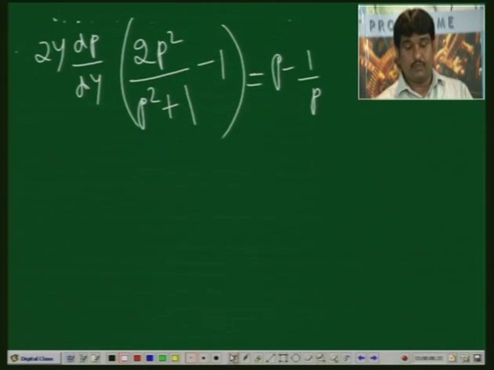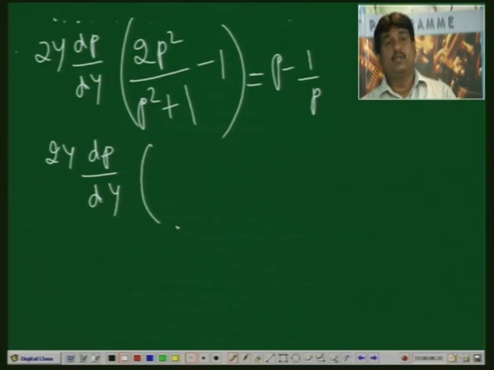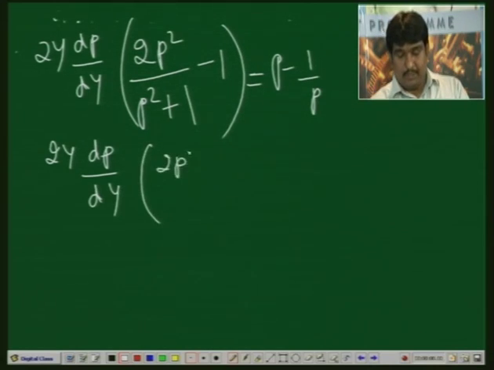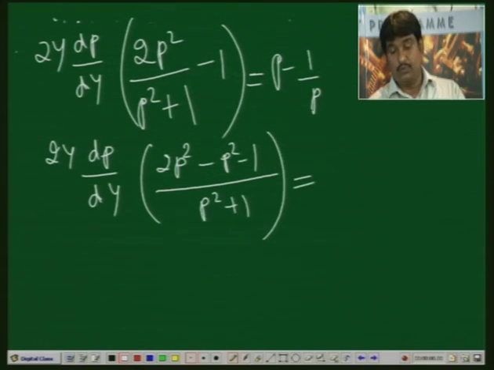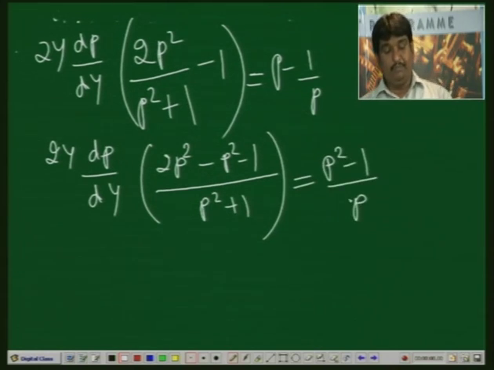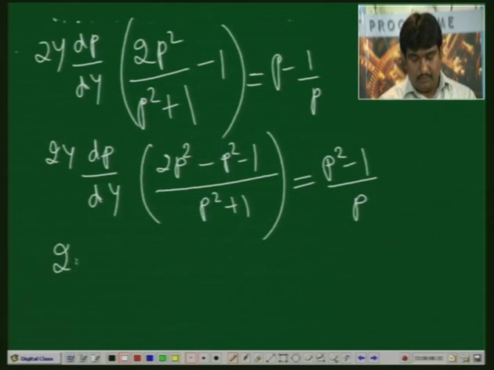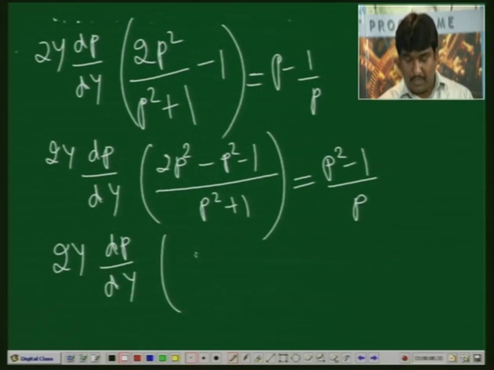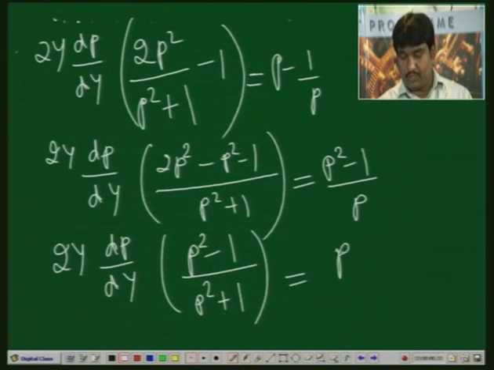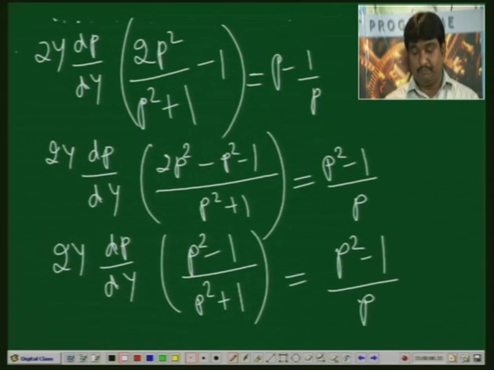What do we get? 2y into dp by dy into, take the LCM, LCM is p square plus 1, 2p square minus p square minus 1 divided by p square plus 1, equals, again, p minus 1 by p can be written as p square minus 1 divided by p. Simplify this. This is 2y into dp by dy into 2p square minus p square is p square minus 1, divided by p square plus 1, equals p square minus 1 divided by p.